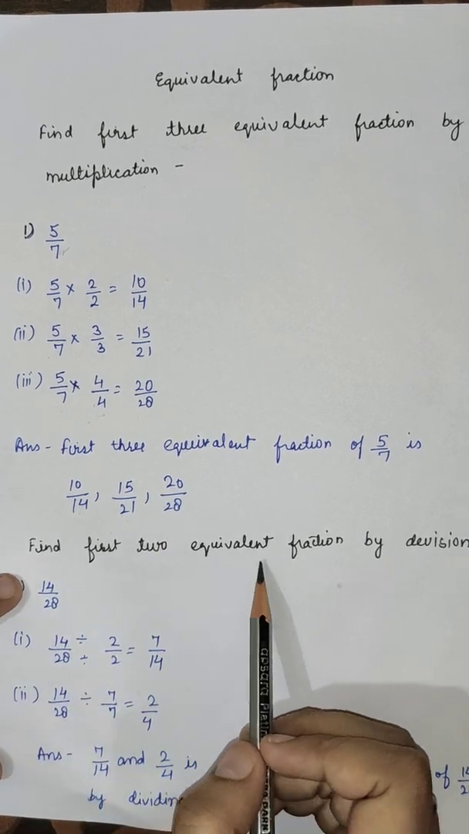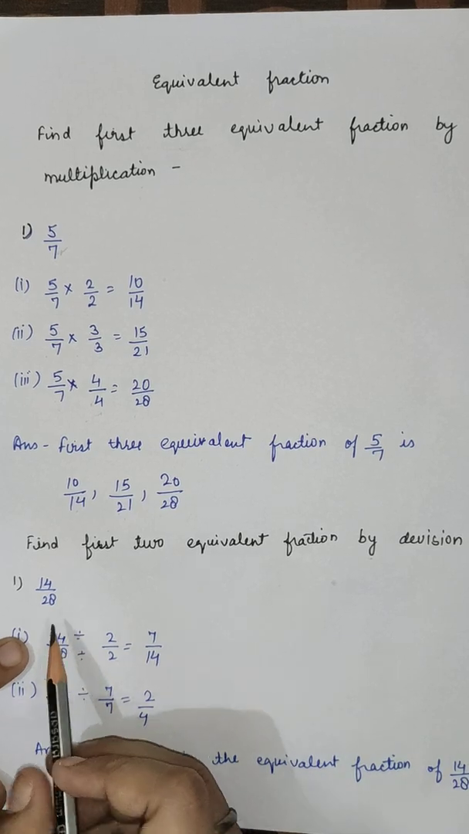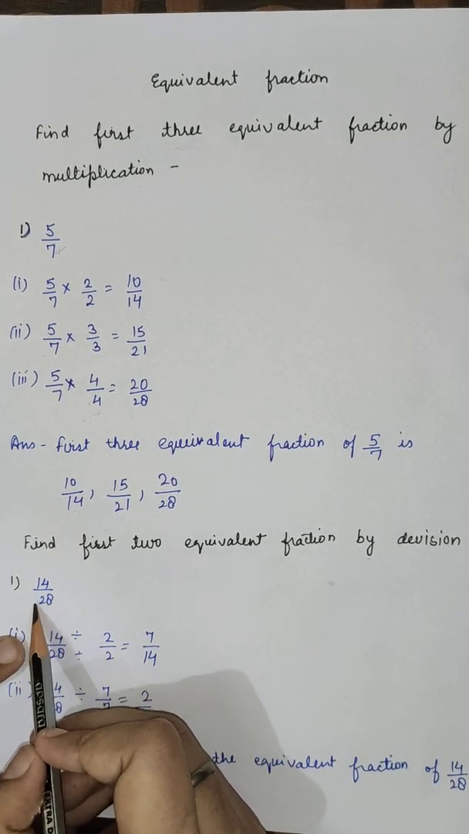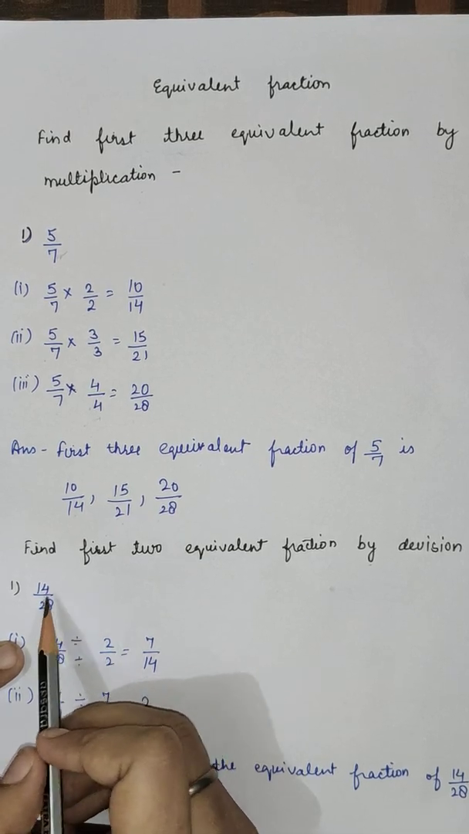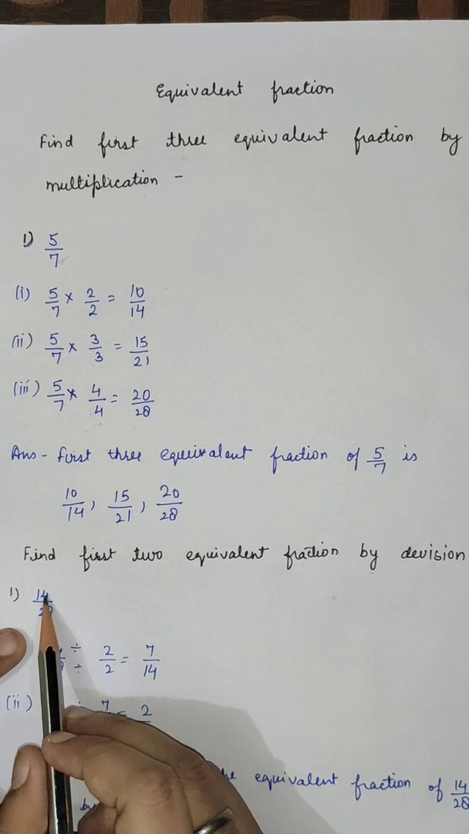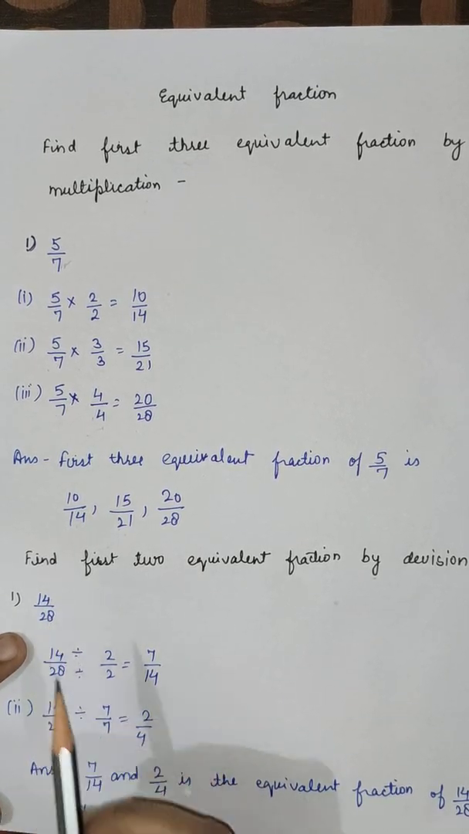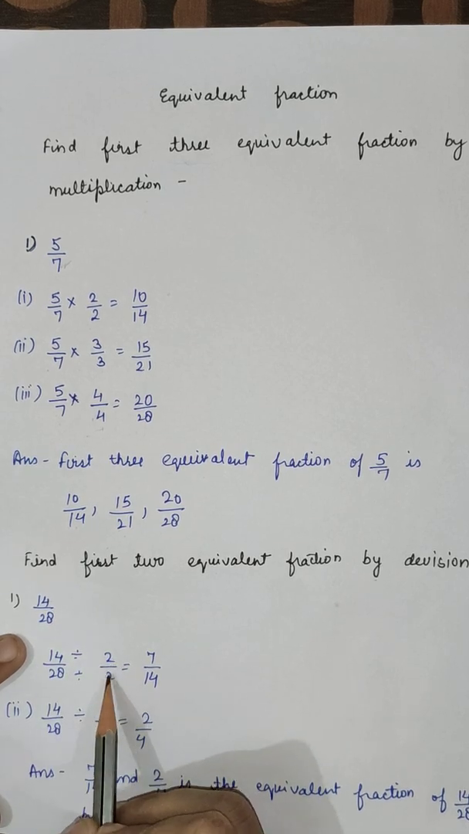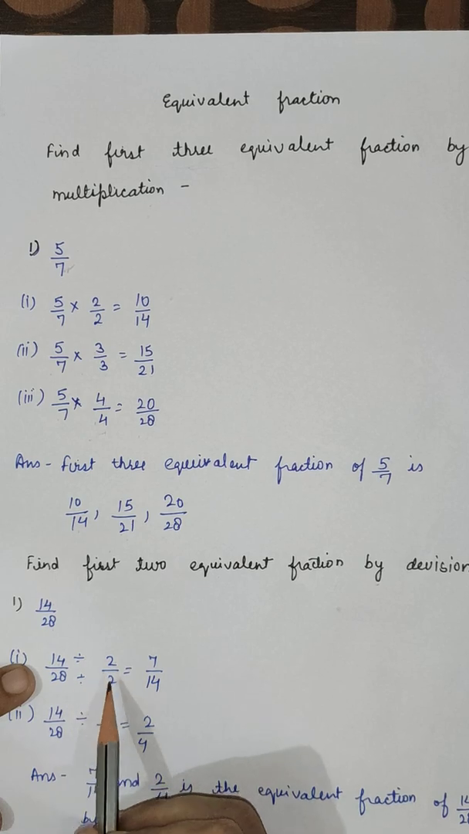Find the first two equivalent fractions by division. Division means whatever fraction is given, we divide it until we get the one at last. The numbers here are 14 and 28. 14 comes in the table of 2 and 28 also comes in the table of 2. So we will divide 20 by 28 by 2 by 2.